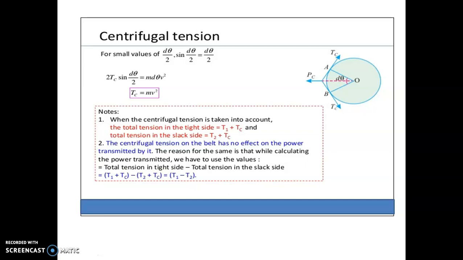Now when the centrifugal tension is taken into account, the total tension on the tight side will become T1 plus Tc, and on the slack side T2 plus Tc. As it is added on both sides, it won't have any effect on power transmission.